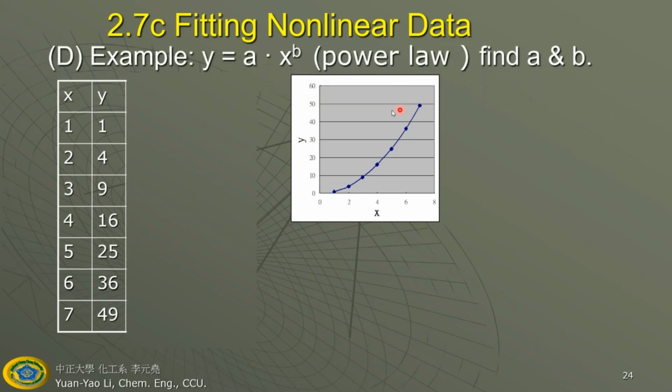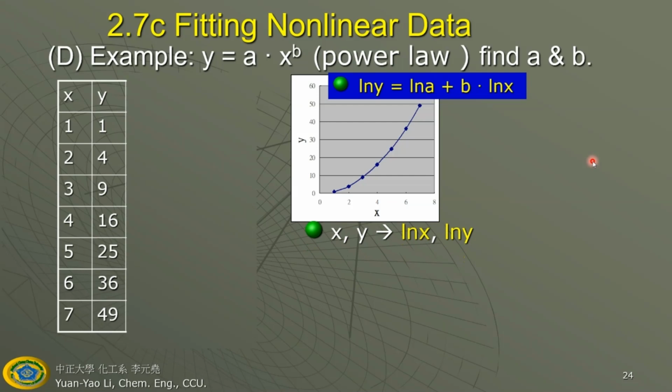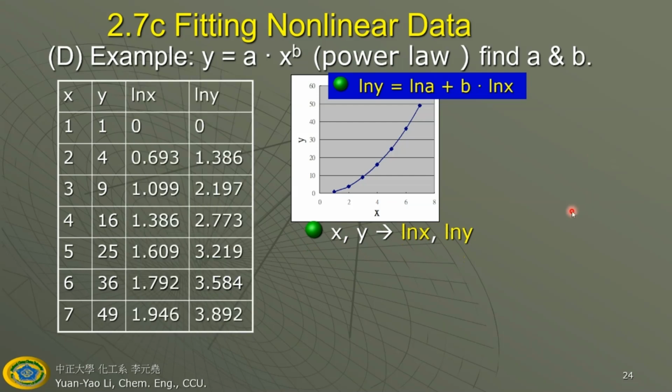This is one of the examples we call the power law. This is y equal to a times x to the power b. That means if you take the natural log of x and the natural log of y, you can get another set of data. You understand, right? So ln x: ln 1 will be 0, ln 2 will be 0.69, and so on. You can use your calculator to get this easily. And ln y will go from 0 to here.